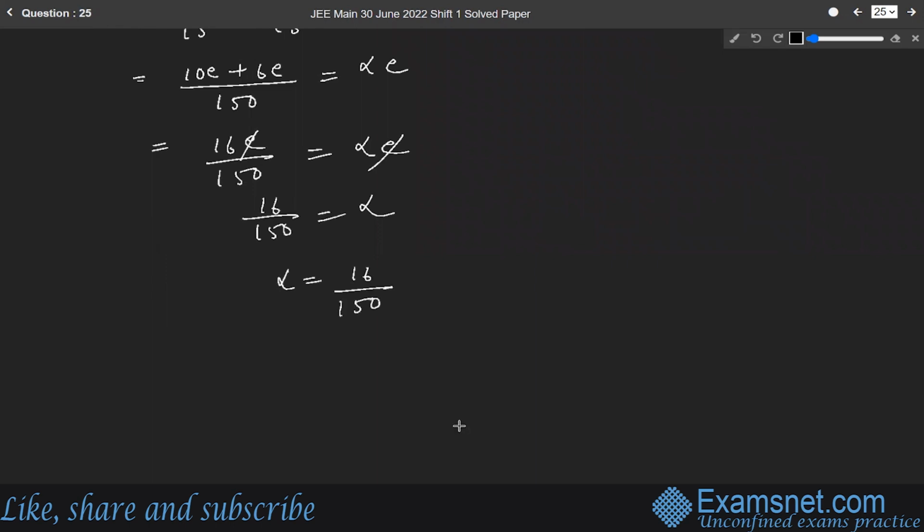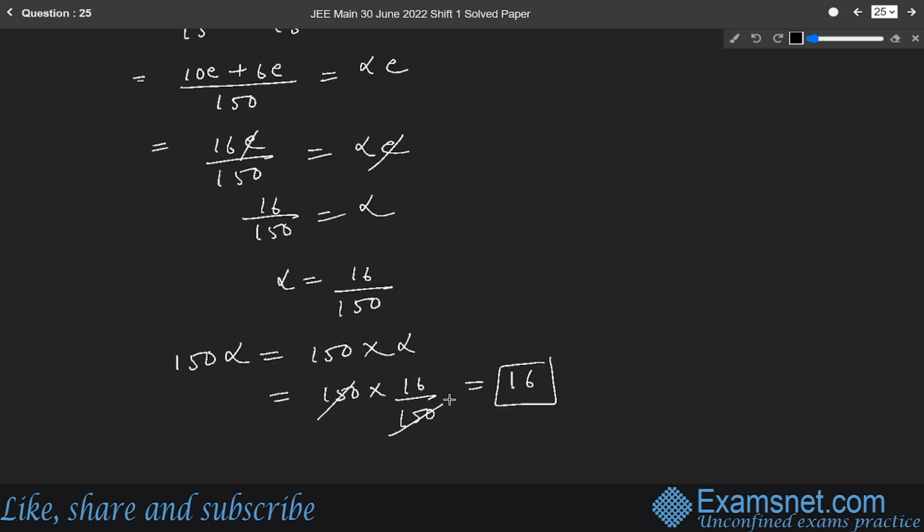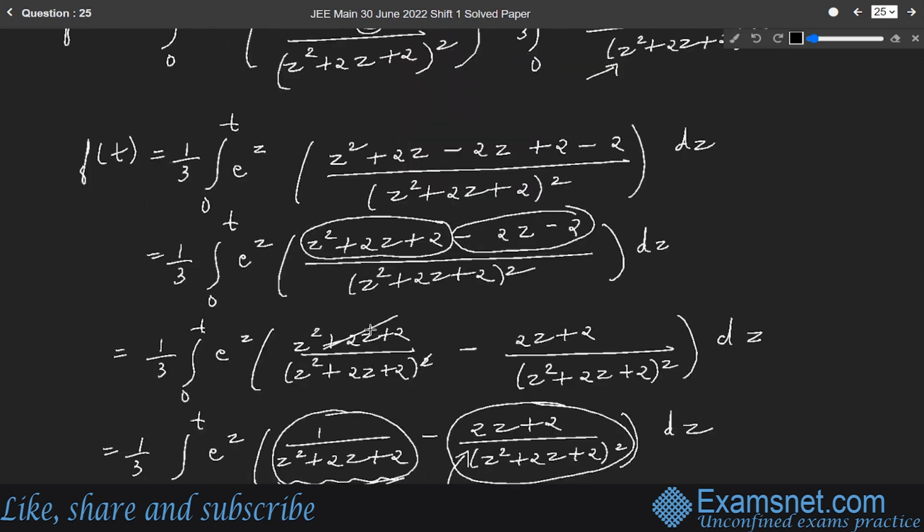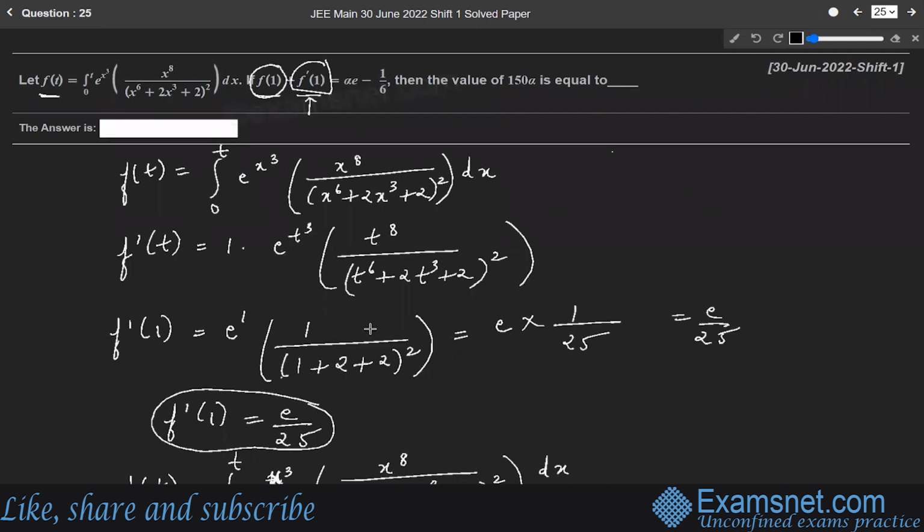At last we have to calculate 150 alpha, means we have to calculate 150 into alpha. We have the value of alpha, so let us substitute it. So 150 into alpha. What is alpha? 16 upon 150. So this 150 and 150 will be cancelled. So the value of 150 into alpha is 16. So for this question, this is the required answer. Hence, we can say that the correct answer for this question is 16.